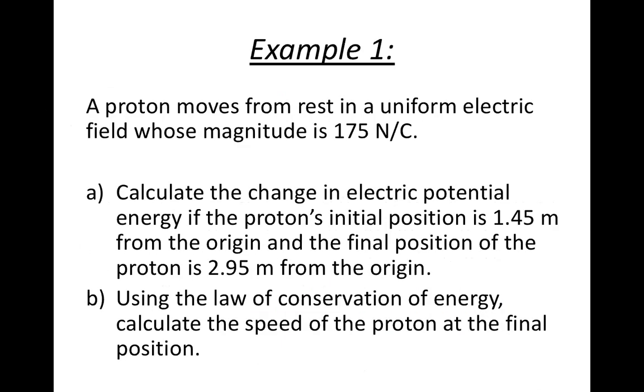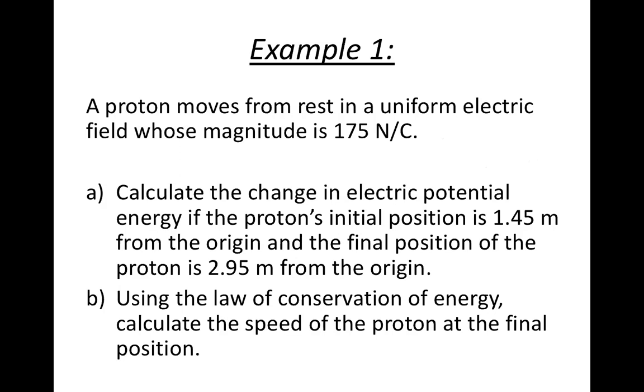Okay, so let's do an example. We've got a proton which moves from rest in a uniform electric field whose magnitude is 175 newtons per coulomb. That's epsilon. Epsilon is equal to 175 newtons per coulomb, so that's just good to recognize that we already know that. Do we know the charge on one proton? Yes. If we need it, do we know the mass of one proton? Yes. These are things that are in the constants in the appendix of the textbook.